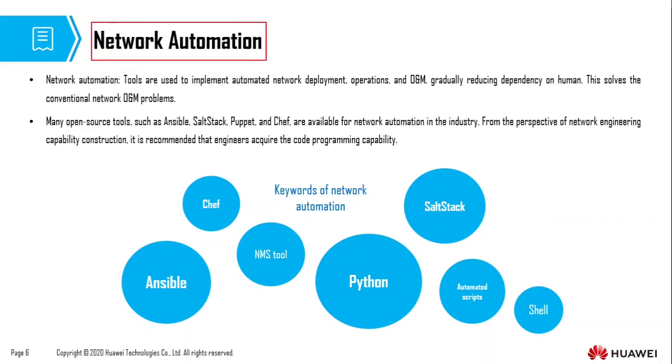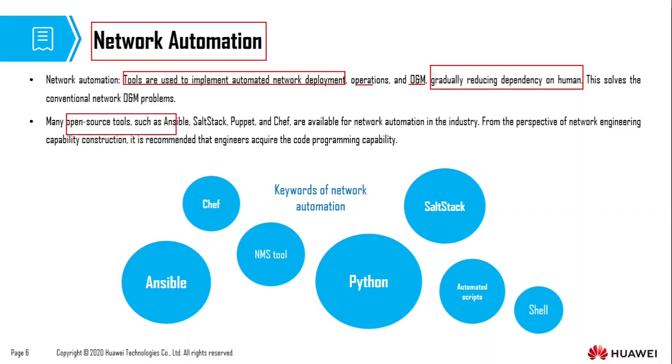Network automation tools are used to implement automated network deployment, operations, and O&M, thereby gradually reducing dependency on humans. So this will solve the preceding problems that we discussed. Now we have many open source tools that are used. Open source meaning you can download and use them. We have many open source tools that can be used to automate networks. One of them is called Chef.